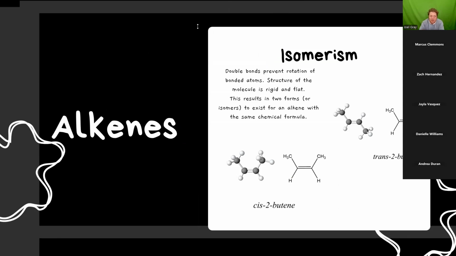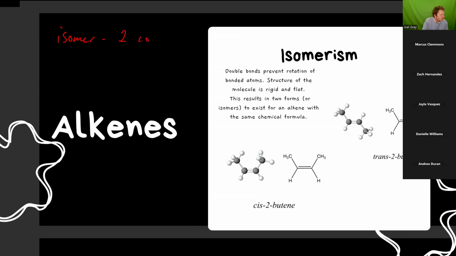Essentially, if you have two compounds that are isomers, does anyone know what the prefix iso means? Add it to the chat if you do. Isolated or alone, I like those. Another: in one place, singular, or self, or the same. I like thinking of isolated because you're in one place, by yourself, in the same location as yourself. So when we talk about an isomer, we're talking about basically two compounds. Let me write this out. Isomer.